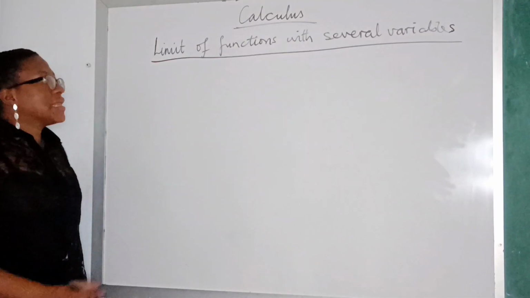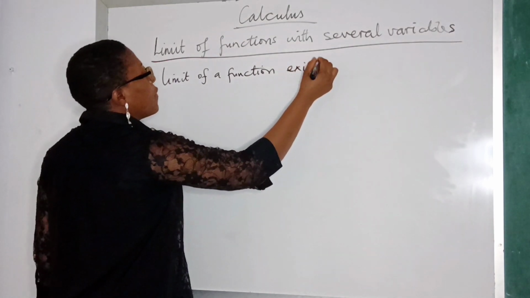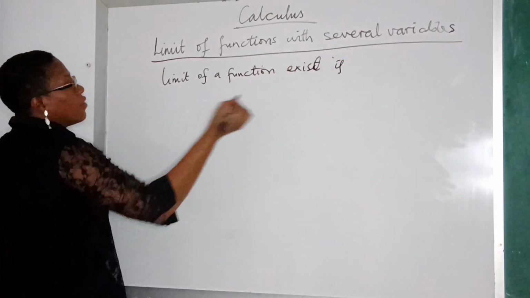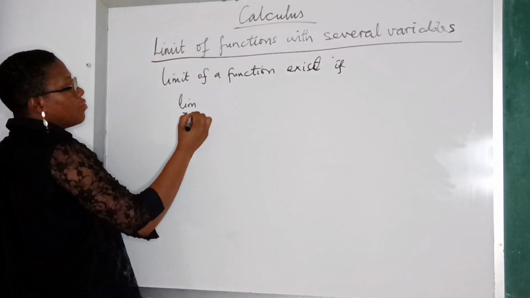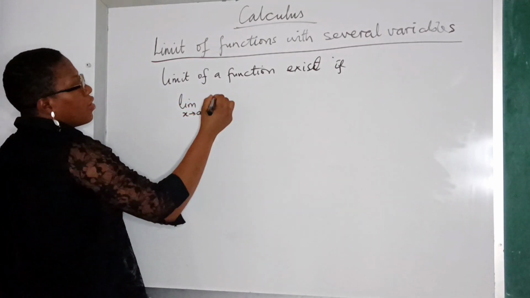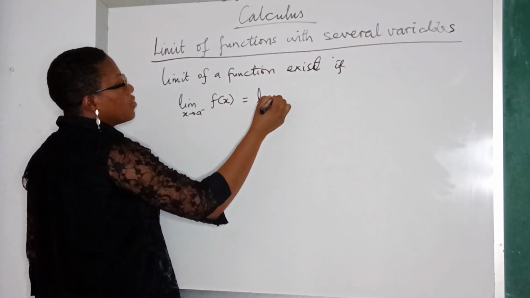Today we are going to work on limits and continuity. When does a limit exist? A limit exists if the left hand limit, that's the limit as x approaches the point of f of x, is equal to the right hand limit.